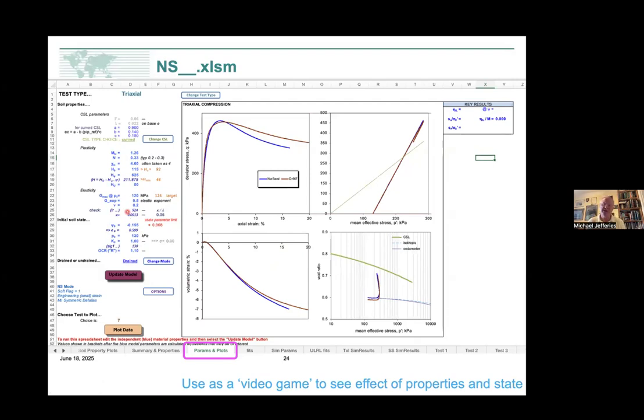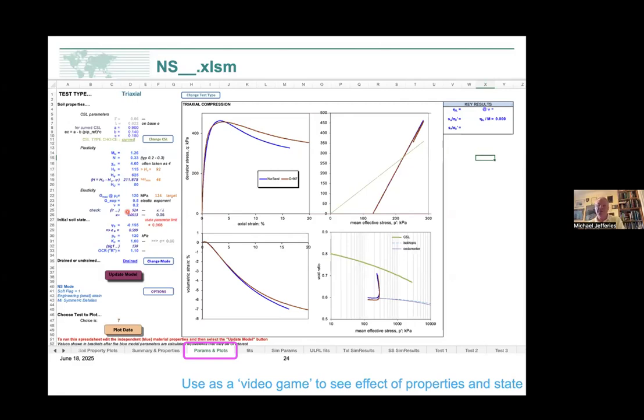This is, in some ways, a very good way of understanding what the properties mean in soil behavior. And I believe this is the approach now used at Imperial College for teaching critical state soil mechanics. In my day, we had to program it. Now they give the students a video game, say go learn what changing lambda does. But anyway, you can do that.